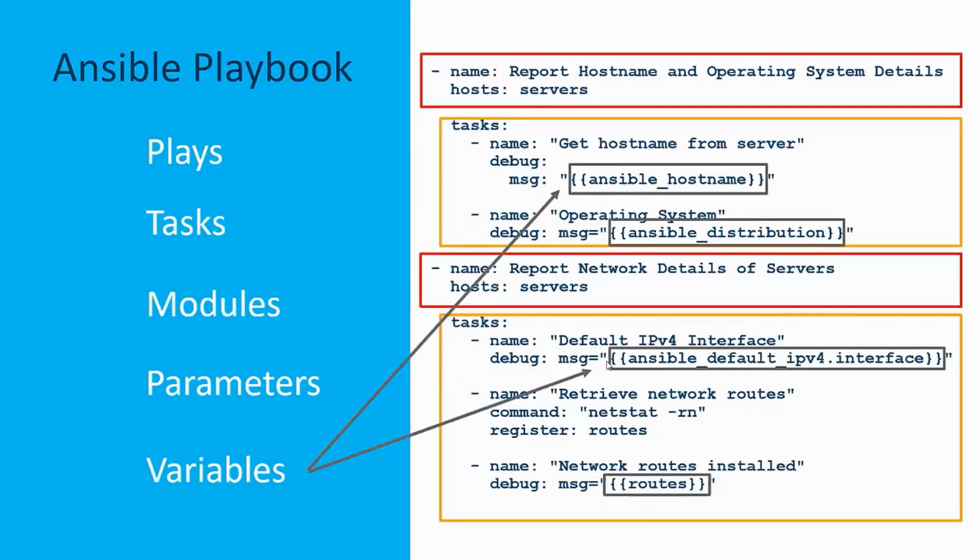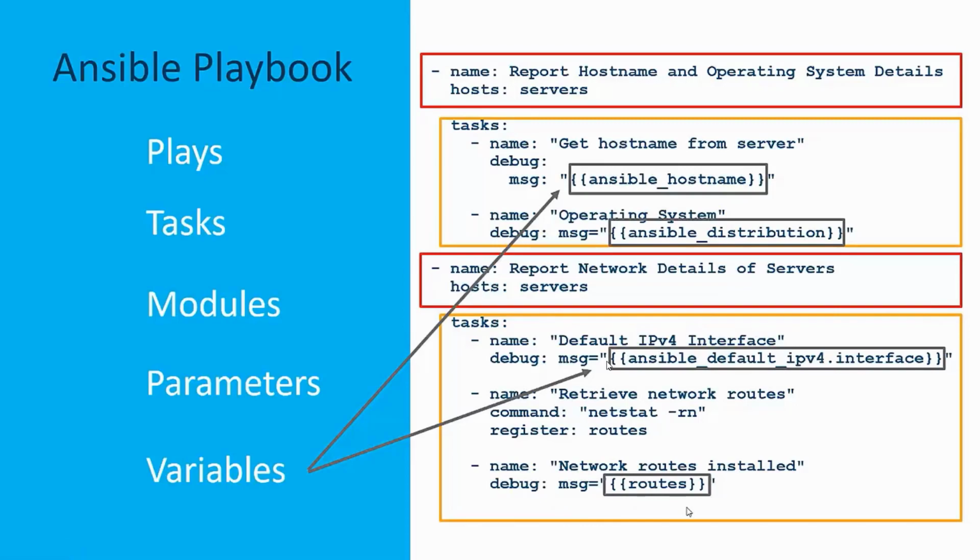Lastly, we have the variables. The variables are surrounded by double curly braces. Now you can retrieve variables that are built in. These are facts within the system. Or you could set your own variables. In this case, we're registering a variable called routes right here, and then we're going to use that variable in the message parameter. In the debug module with the message parameter, we'll call that route variable.